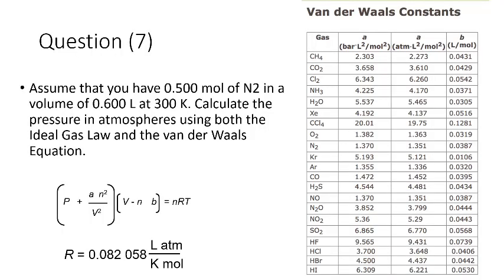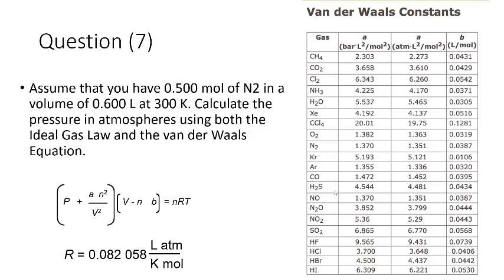But this equation would also be given to you with a table of these van der Waals constants that give you our A term, either when you're dealing with pressure units in bar, or A term if you're dealing with pressure units of atmospheres, and then our B term. So these A and B terms are indicated for each individual type of gas that you could work with.